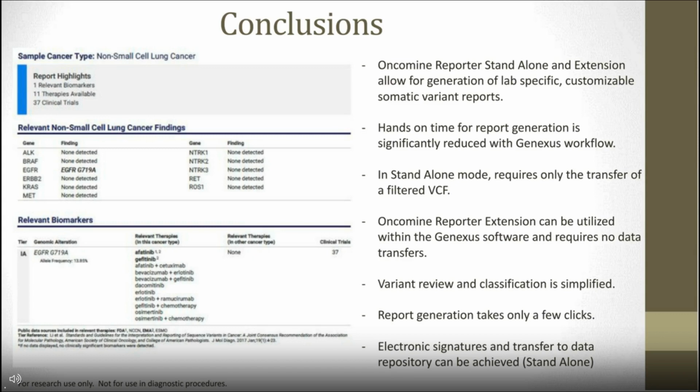A feature of the standalone version is that electronic signatures can be applied. If a pathologist or signatory role wanted to log in electronically to provide that signature, they're able to, and we're able to transfer that data directly electronically from our LIMS system instead of needing to, say, print these reports, sign them, and then have them scanned back in.